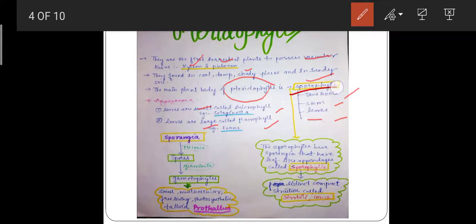This sporophyte has sporangia. The sporangia look like a leaf or appendage, and they produce spores. The spores germinate into gametophytes, and this gametophyte is known as prothallus because it is small, multicellular and photosynthetic, and thalloid. Thalloid means thallus like, or a bag like structure.